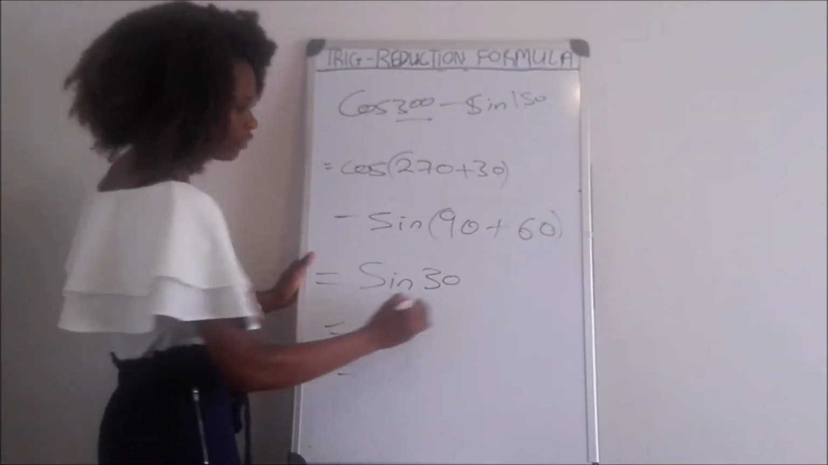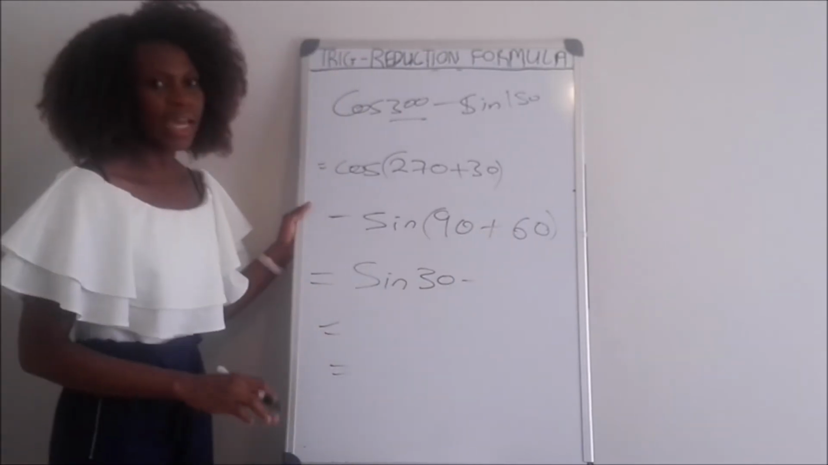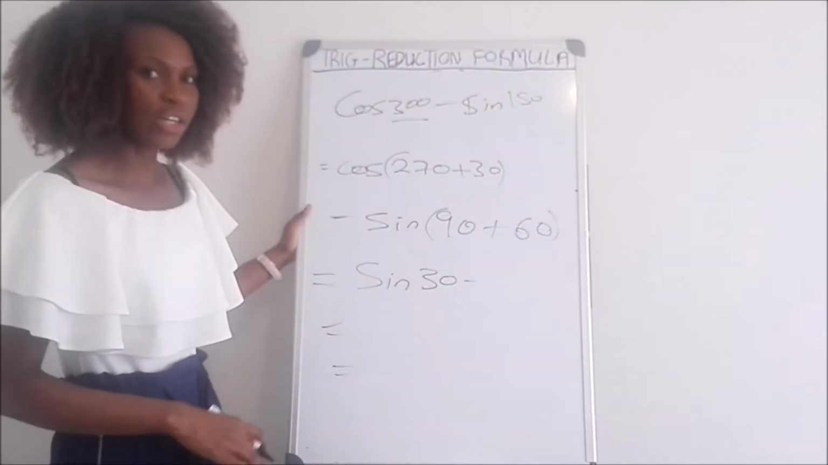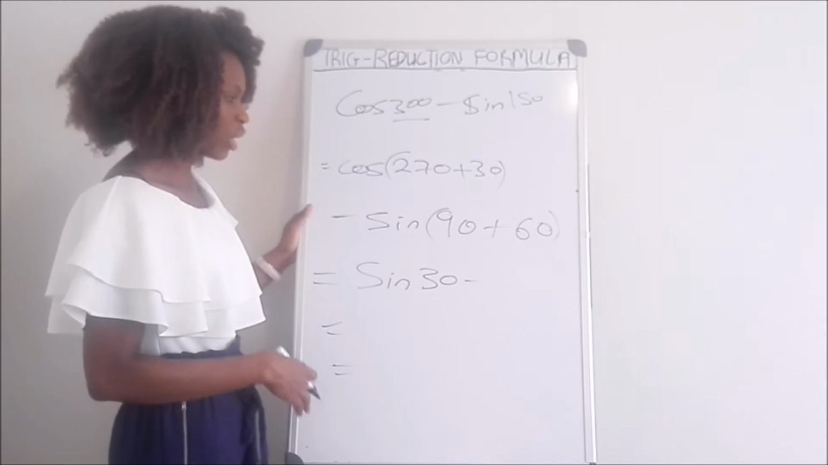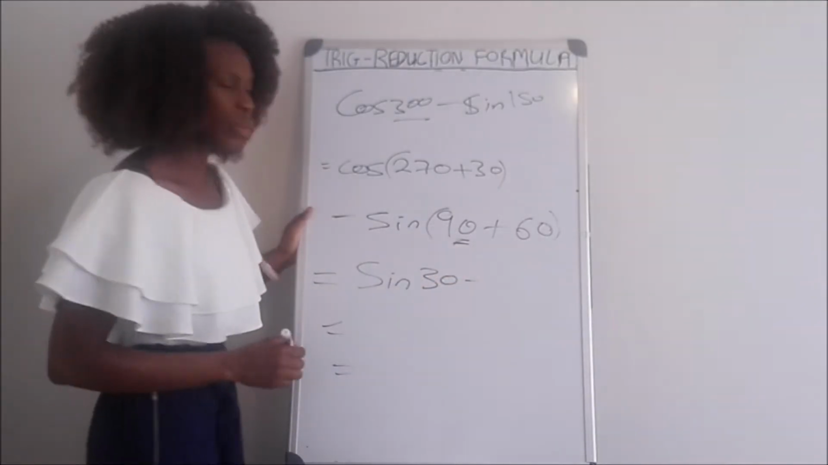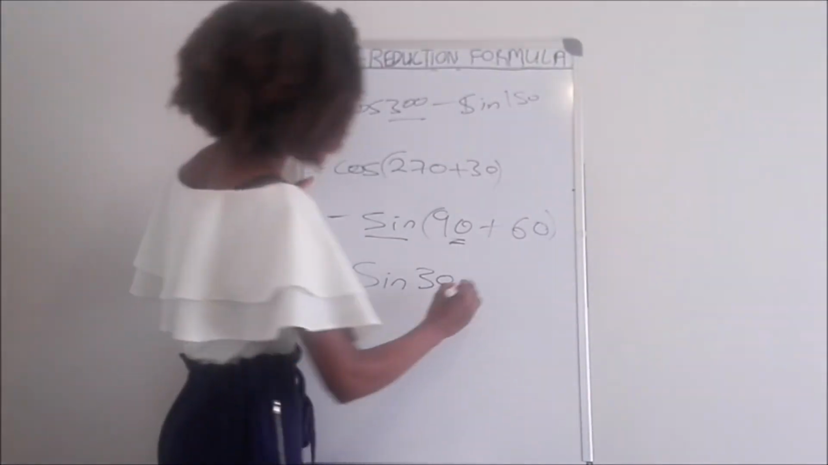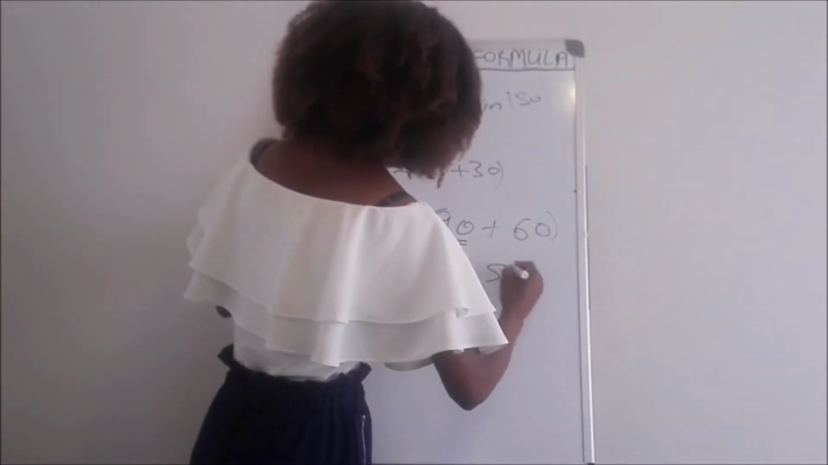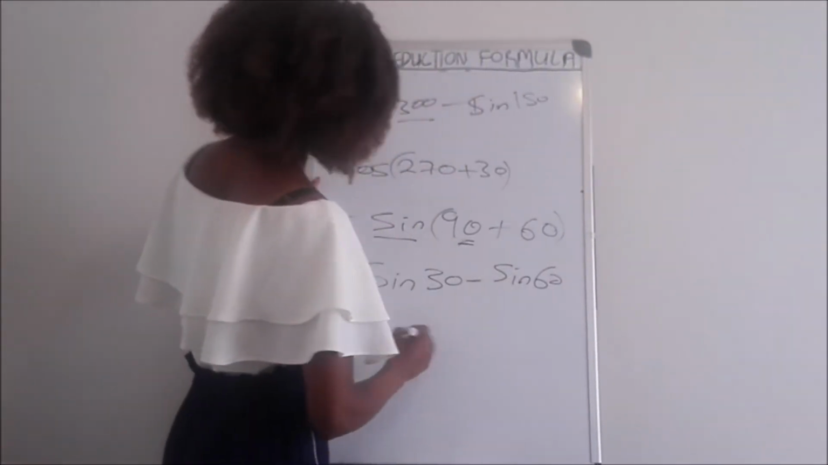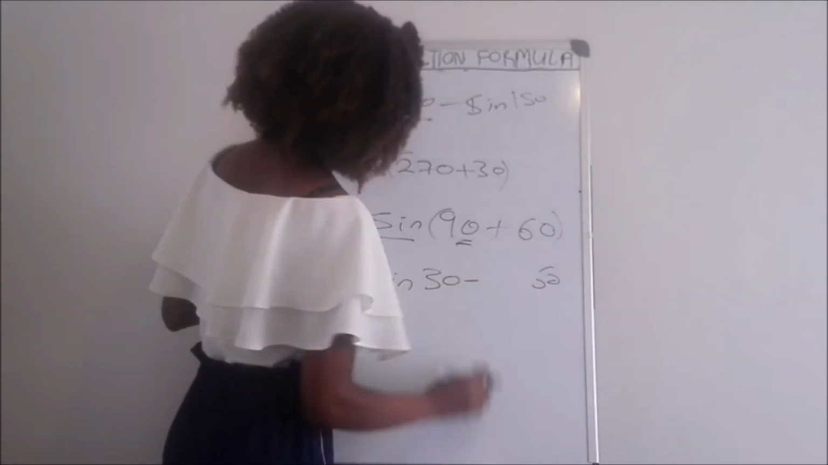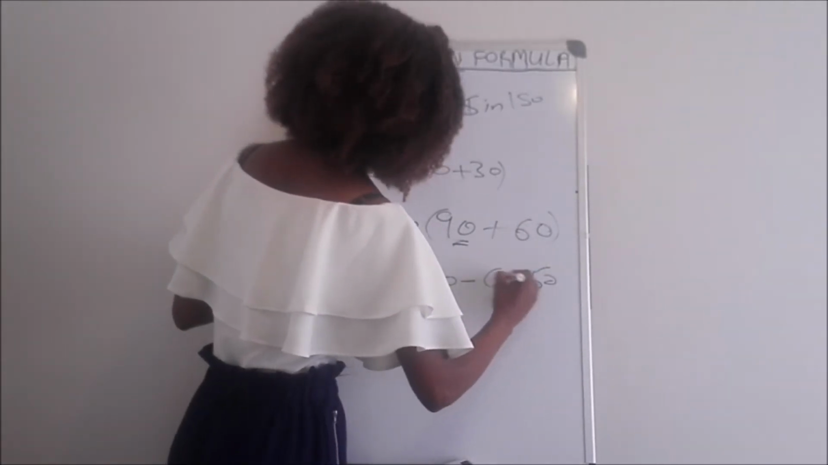Alright? Then moving forward, 90 plus theta is found in the second quadrant, where sine is positive. But because of the 90 here, which is a cofunction, sine has to change into cos. Then we'll have minus sine 60. Sorry guys, minus cos 60, I mean to say, because sine has to change into cos.